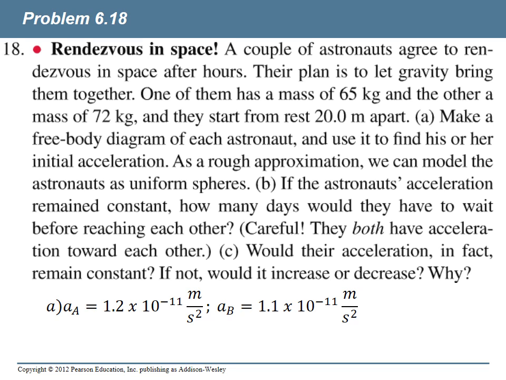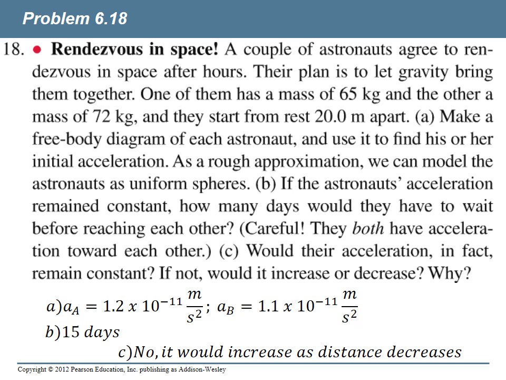The acceleration of astronaut A is 1.2 times 10 to the negative 11th meters per second squared, and astronaut B is 1.1 times 10 to the negative 11th. It'll take about 15 days, and like I said, the acceleration will not remain constant.